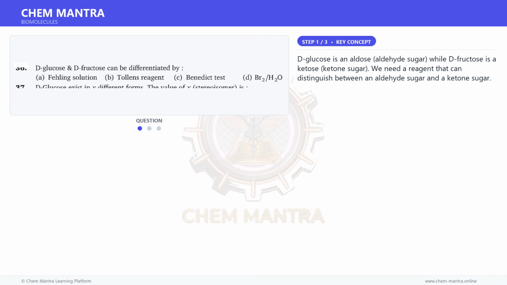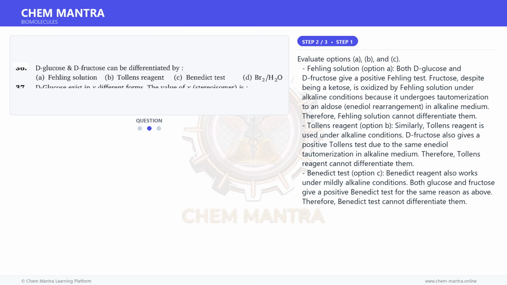D-glucose is an aldose, an aldehyde sugar, while D-fructose is a ketose, a ketone sugar. We need a reagent that can distinguish between an aldehyde sugar and a ketone sugar. Moving on to the next step. Evaluate options A, B, and C.